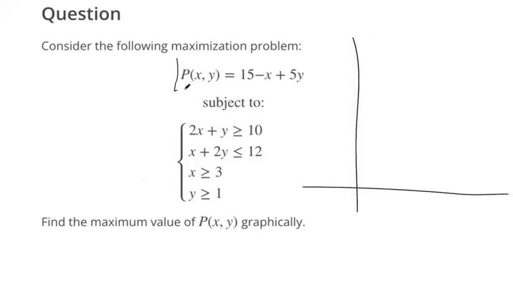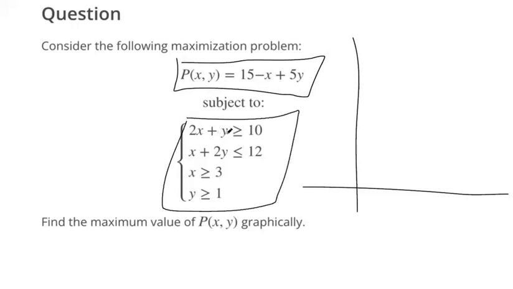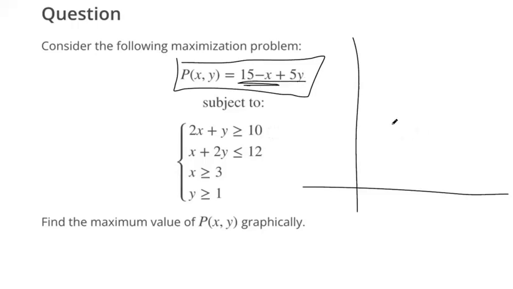Okay, so we're supposed to maximize this function subject to these constraints. So basically what you're going to do is graph each of these four inequalities, and then the intersection points where these cross are the potential maxes or mins. Okay, so let's start just by graphing each of these.